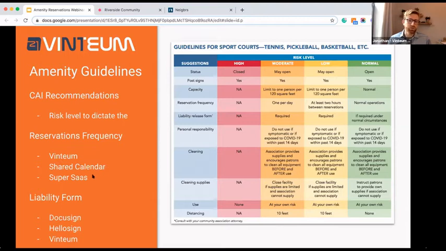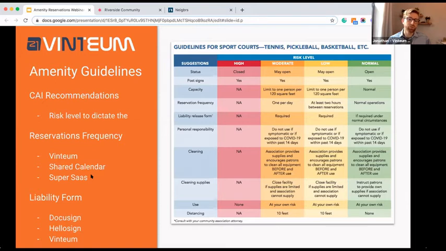There's another tool called SuperSAS. This is one that some of our clients have used prior to transitioning over to Vinteum. It is a scheduling specific tool. They do offer a free account for limited usage. But again, just anything that can provide the association with some capacity limitations, frequency adjustments, as well as if there's any sort of liability release, that's really important.